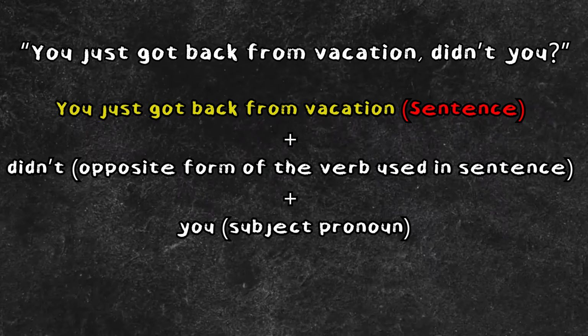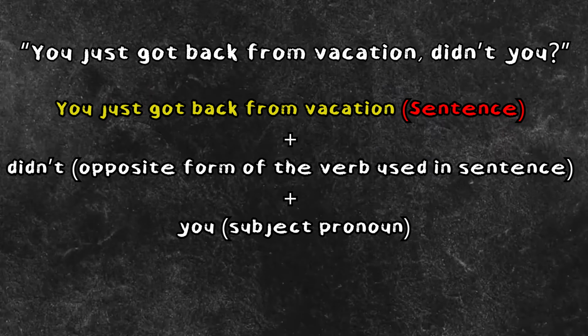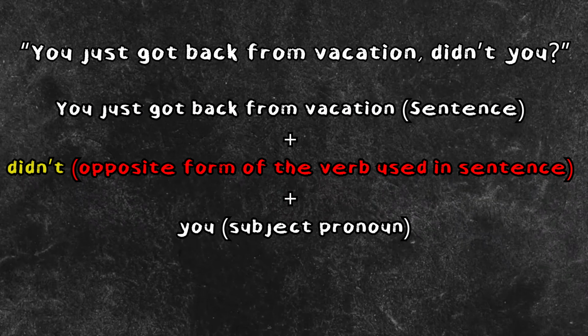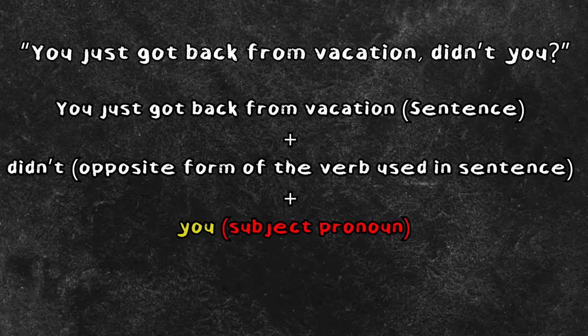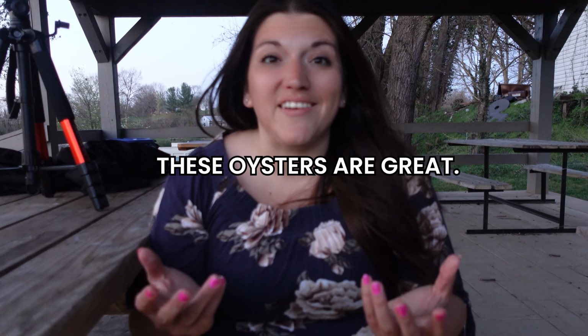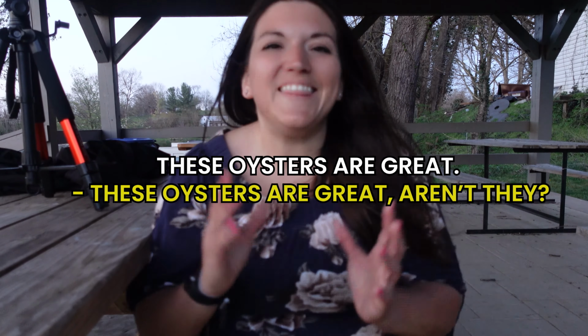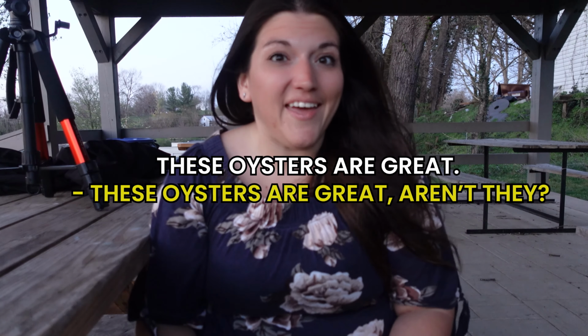For example, you just got back from vacation, didn't you? You just got back from vacation is your statement. Didn't is the opposite verb from the statement, and you is your pronoun. Let's practice. How could we add a question tag to this sentence? These oysters are great. These oysters are great, aren't they?